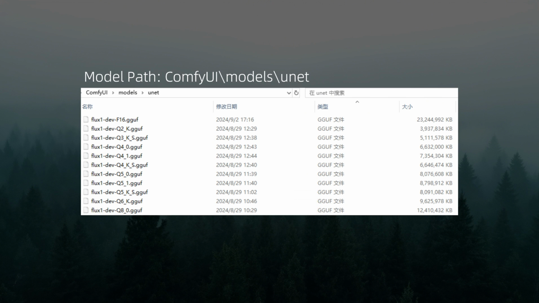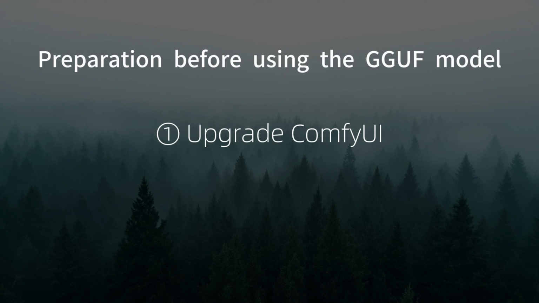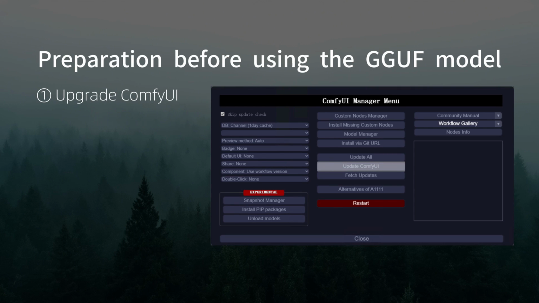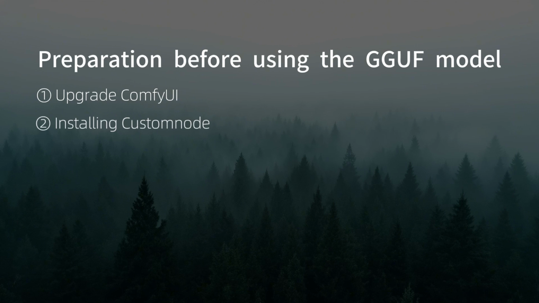Now let's see how to use the GGUF series models in ComfyUI. First, it's a good idea to update ComfyUI since many features related to GGUF were only recently added. In the ComfyUI Manager menu, click Update ComfyUI. If your version is too old and this option doesn't appear, you can click the update_comfyui.bat file in the update directory. Once that's done, you'll need to install a new node to load GGUF models.